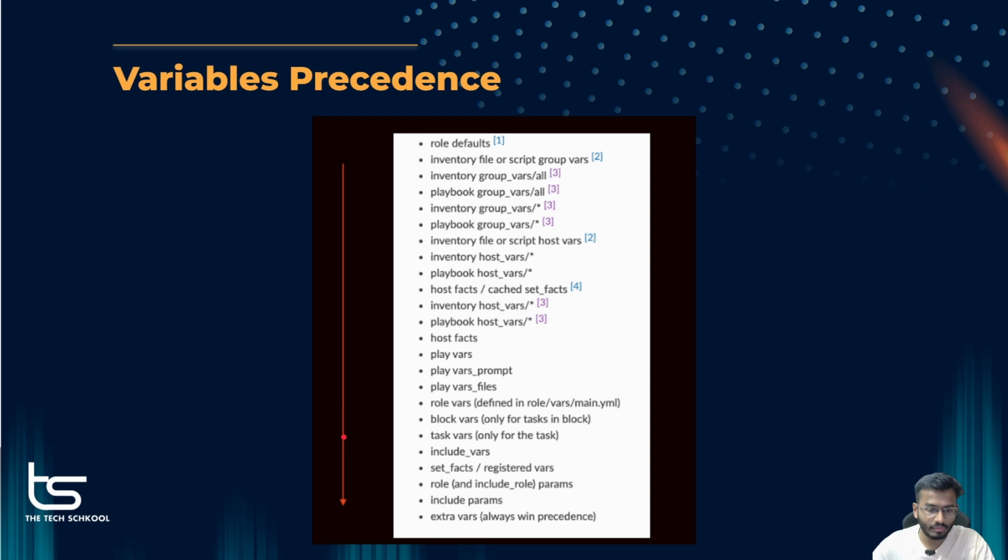So this order has been directly picked up from the Ansible documentation. From top to bottom, the role defaults will have the lowest precedence, and extra variables, as usual, like the ones we pass through the CLI, will have the highest precedence when it comes to passing variables. So all these variables will have precedence accordingly.